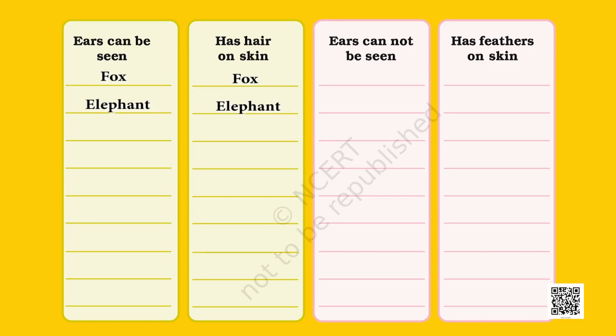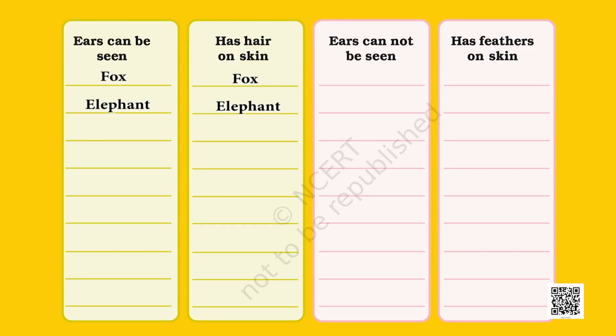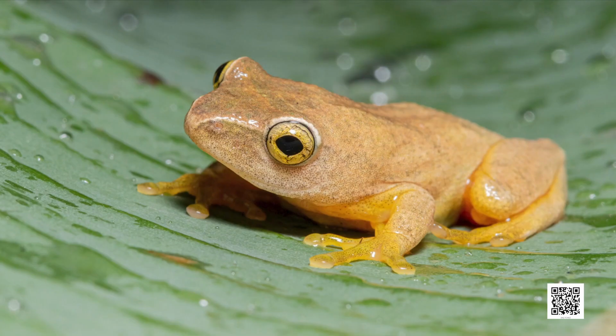Okay, next. What is the next animal there? Sparrow. Sparrow has got feathers on its body, isn't it? Did you see that? Yes. We are going to put the sparrow in the last column. Can you see it has feathers on the skin? So, all the birds should come in the last column. Okay, check that. Next is frog. Where shall I put the frog?